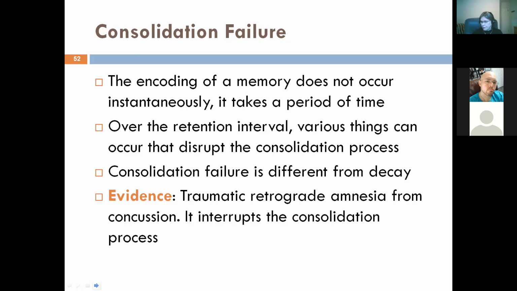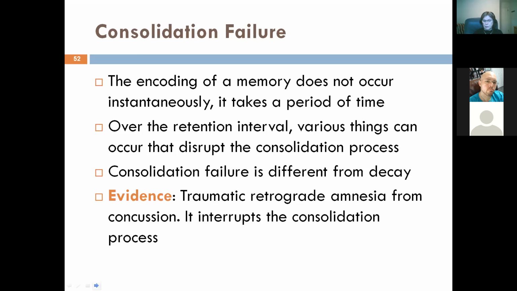And we get the evidence for that in traumatic retrograde amnesia. What happens is people get concussions. So hopefully we'll get some time to talk about it next Thursday, the 22nd. That is something that is known well now with American football.